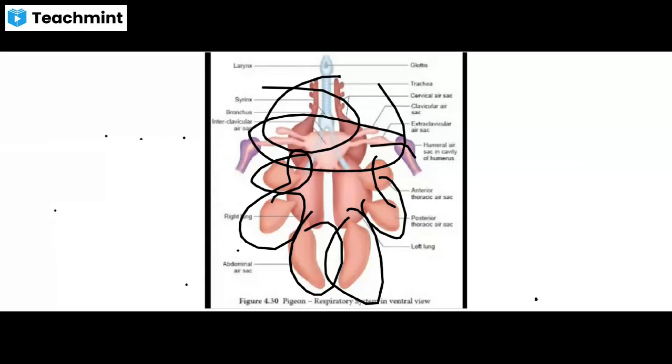Next, during expiration the sternum is raised and the air sacs are compressed. Hence, the deoxygenated air from the air capillaries rushes out through the respiratory tract. At the same time, the air from the air sacs passes into the air capillaries through the recurrent bronchi and the secondary bronchi. Thus, during expiration also, the air capillaries are provided with air for gaseous exchange. So birds have double respiration.